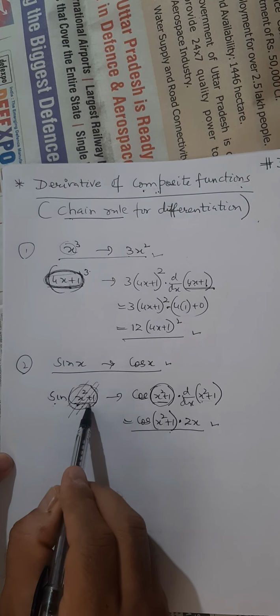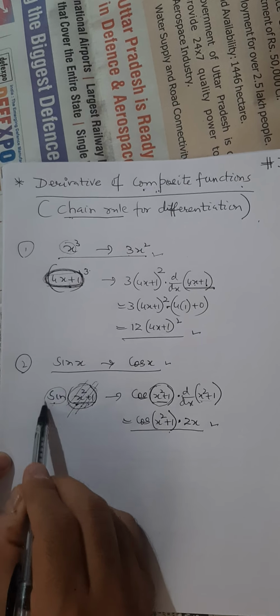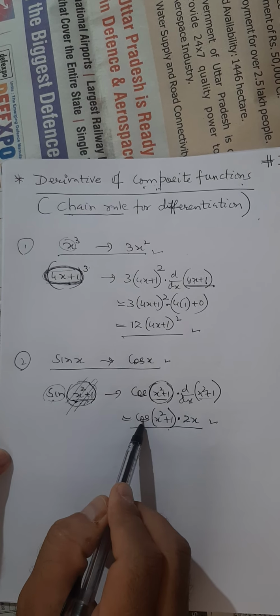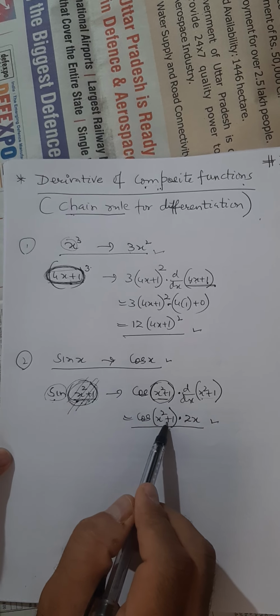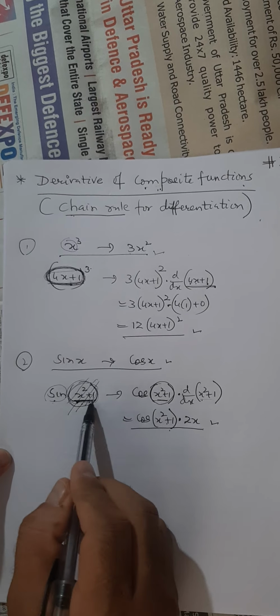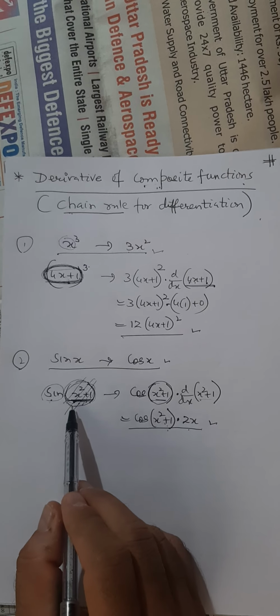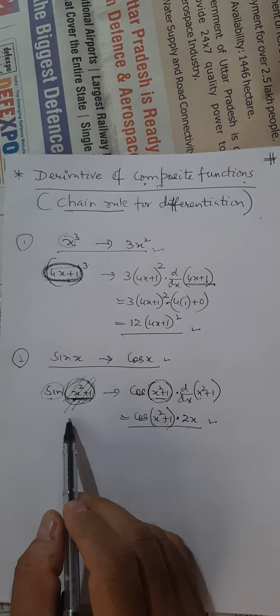Another way of explaining the same thing is like this. How many functions are there? 2 functions. One is sine and the other one is x square plus 1. So first write derivative of sine, which is cos, keeping this as it is, into derivative of x square plus 1. What is that? 2x. But sometimes this becomes difficult, so we need to compare with the standard function only.